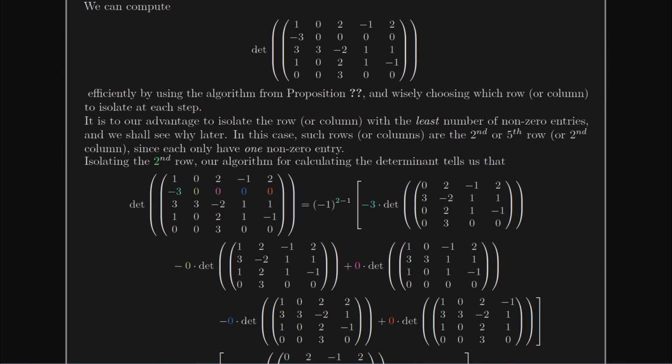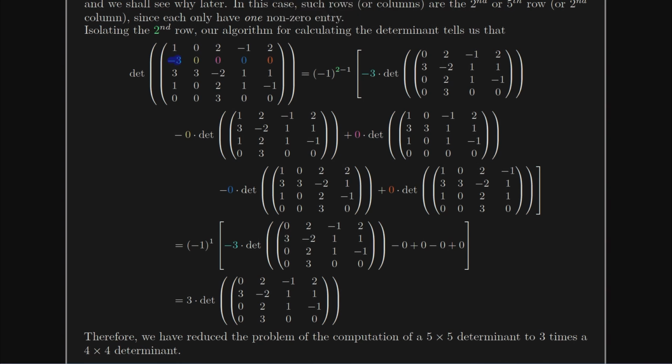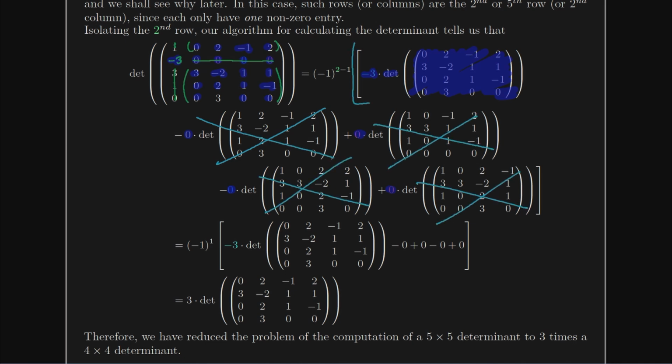So selecting the second row, what do we actually get? We have to isolate the -3, the 0, the 0, the 0, and the 0 against all of their submatrices. For the -3, the submatrix that remains once I remove the row and the column is 0, 2, -1, 2, 3, -2, 1, 1, 0, 2, 1, -1, 0, 3, 0, 0. We take that -3 and multiply it by the determinant of that specific submatrix. I've included all the cases of the zeros with their submatrices, but each one is multiplying by 0, so they all disappear. And so we really are just left with this term here.